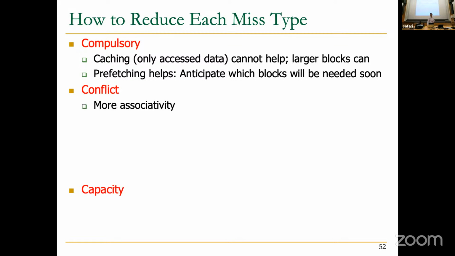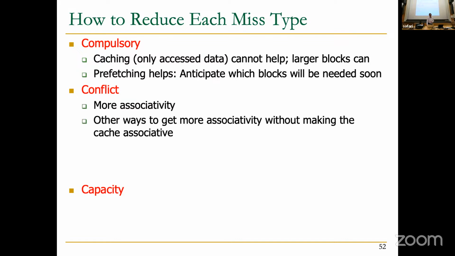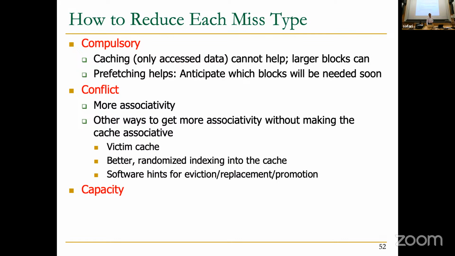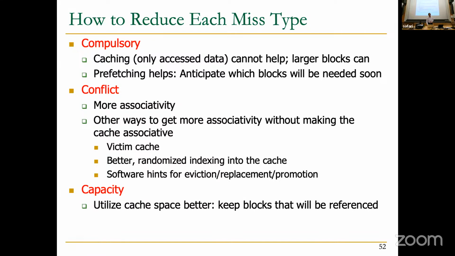How do you eliminate conflict misses? More associativity helps over here, clearly. But there are other ways to get more associativity without making the cache associative. And there are a bunch of things that we're not going to talk about in detail. There's a victim cache, better randomized indexing into the cache, better utilizing the cache, and software hints like we have seen earlier. I'm going to talk about some things a little bit later. Capacity misses, how do you actually eliminate that?